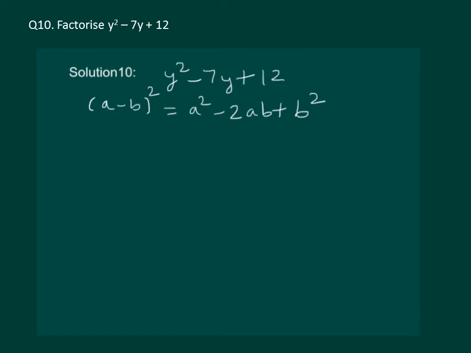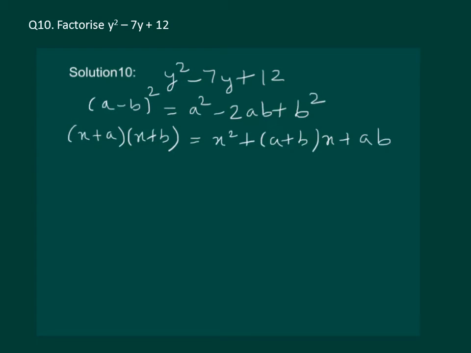Clearly, we can't do it because although we have a square equal to y square, we don't have b square, since 12 is not a perfect square. So it is sure that we cannot use this identity. Let us see if we can use our identity (x plus a) into (x plus b) gives us x square plus (a plus b) times x plus ab.